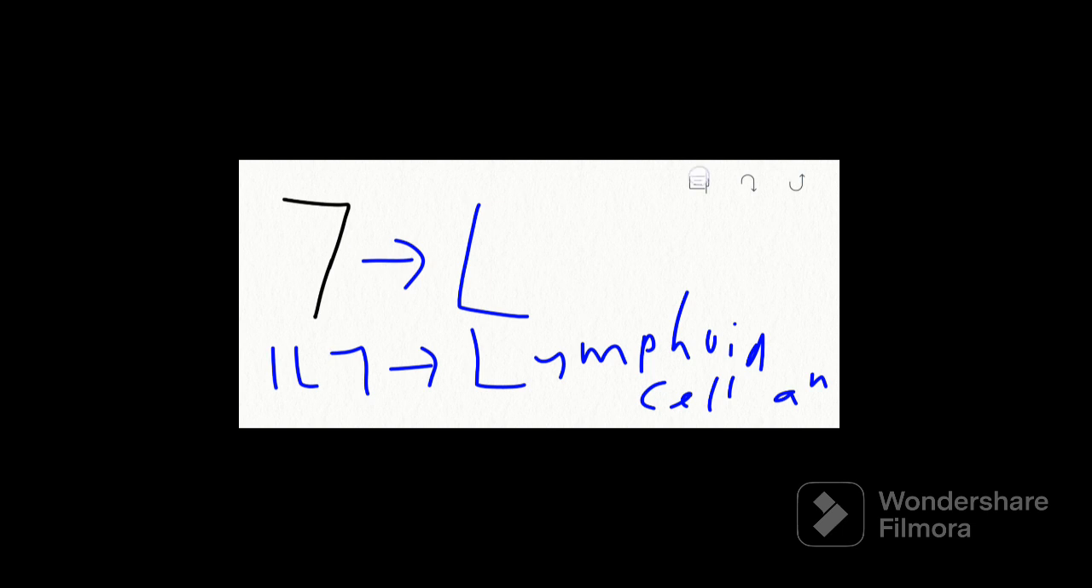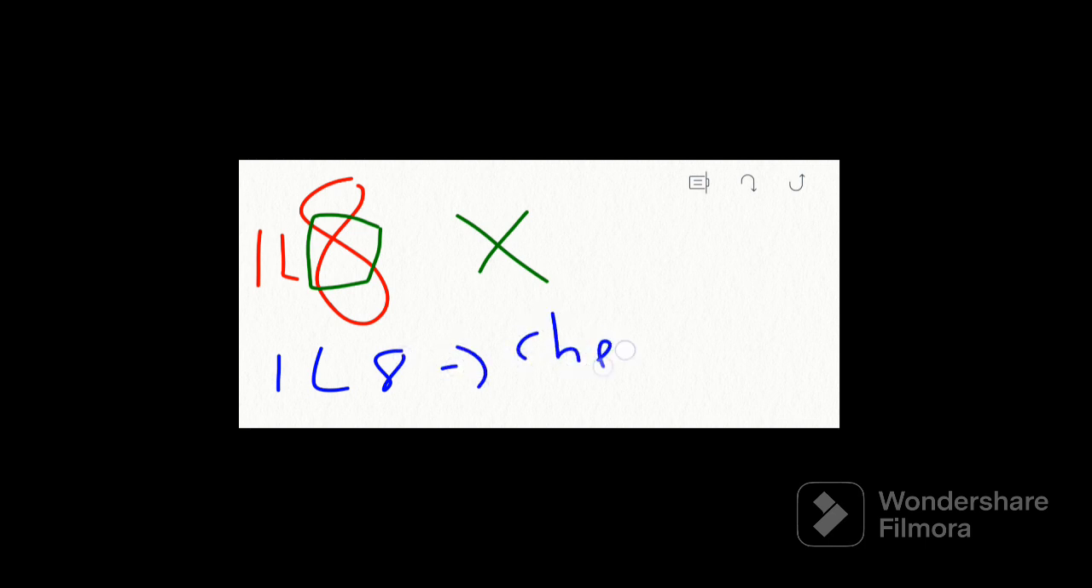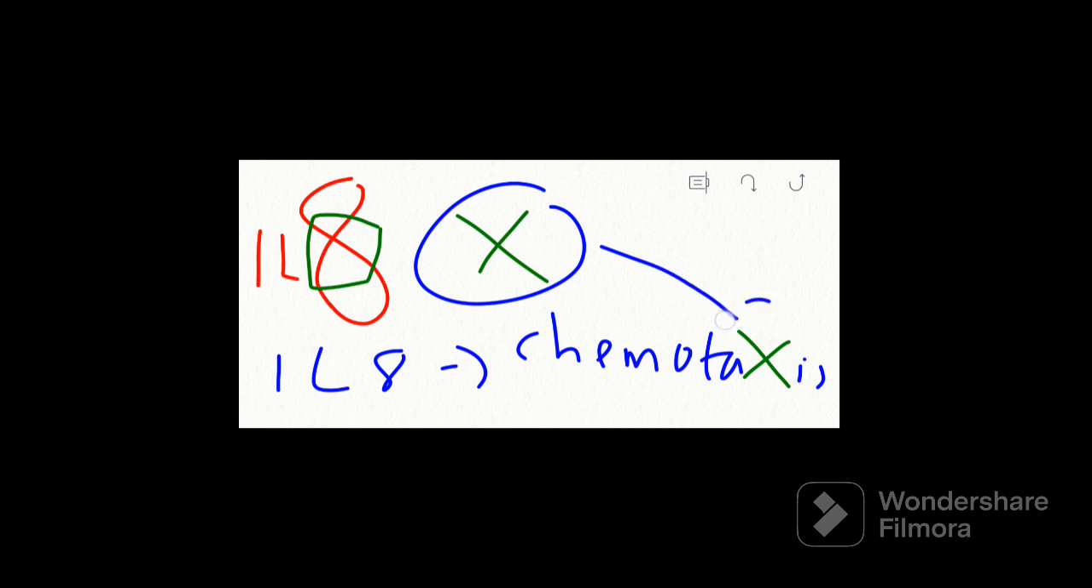And finally, when we talk about interleukin 8, if we consider this area, it looks like an X. So interleukin 8 is for chemotaxis.